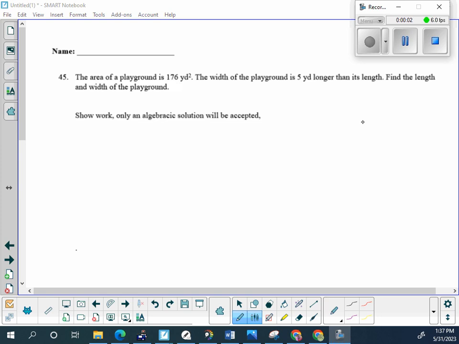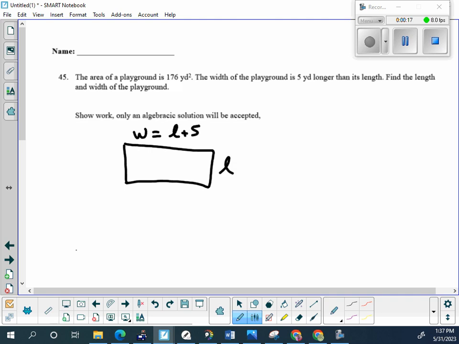Okay, here we go with the last three or four questions here. The area of a playground is 176. The width of the playground is 5 yards longer than the length. So the width is L plus 5 or 5 plus L. Either way you do it, you get the same thing.